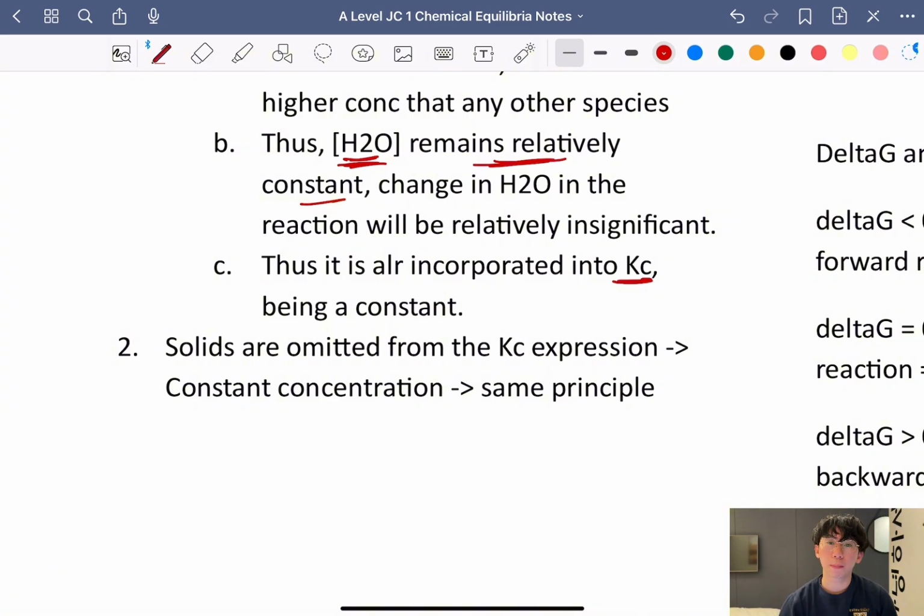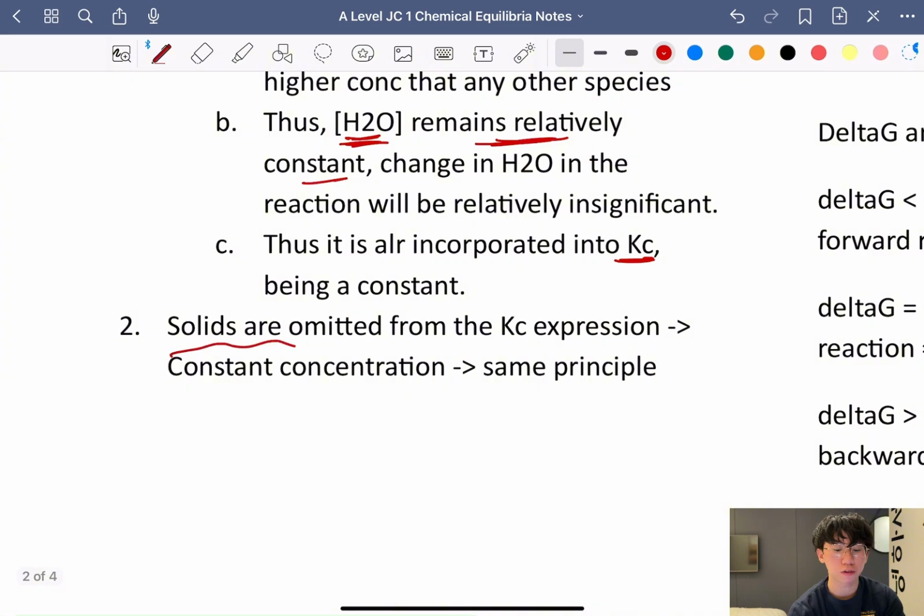So we often would not put the concentration of H2O inside the Kc expression. Another point is that solids are also often omitted from the Kc expression because solids have constant concentrations, and therefore it follows the same principle. They are often incorporated into the Kc.